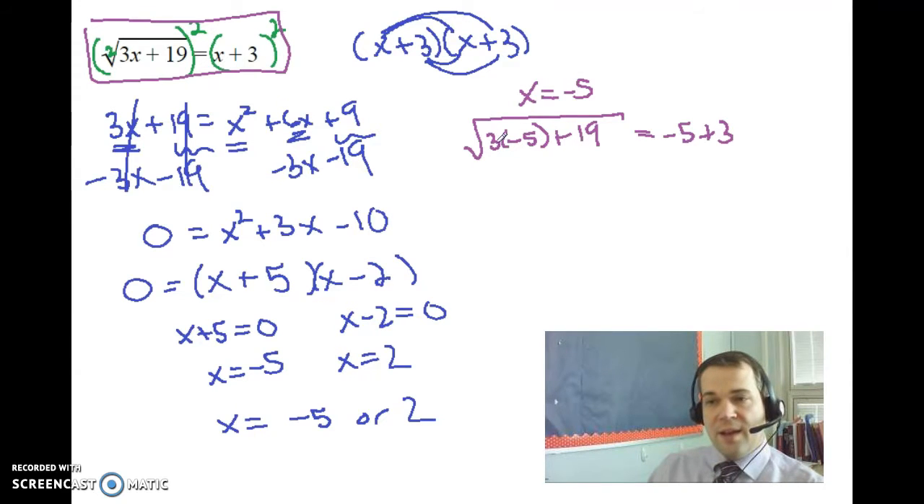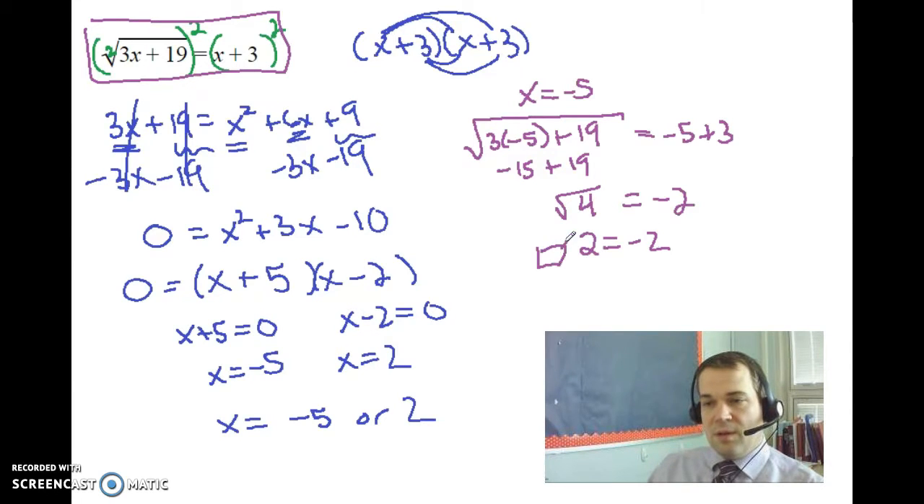So this left side, 3 times negative 5 is negative 15. Negative 15 plus 19 is going to be positive 4. This right side, negative 5 plus 3 combine to make negative 2. The square root of 4 is 2, so I get 2 equals negative 2. That's not true. Merp. No good.